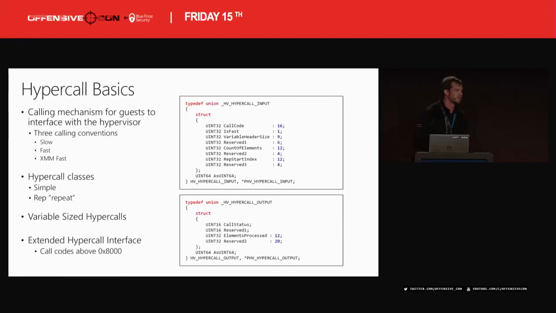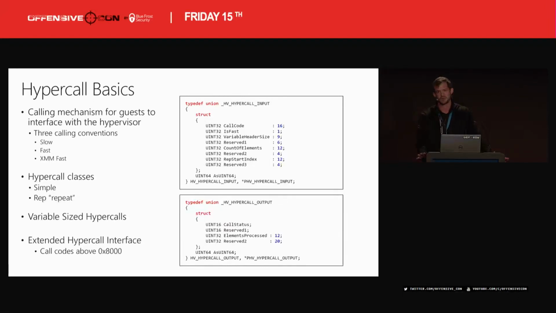There's currently 3 calling conventions supported. You have your slow or regular, and this is just the input and output buffers are going to be passed in via 2 physical guest pages. The input and output are going to be constrained to a page size, and they must be aligned to a natural boundary.